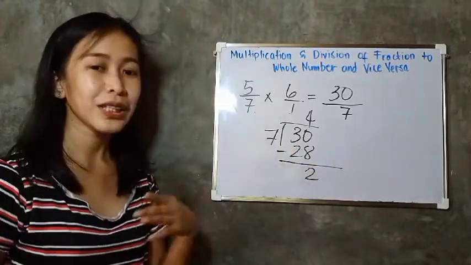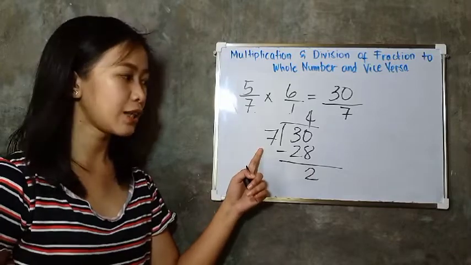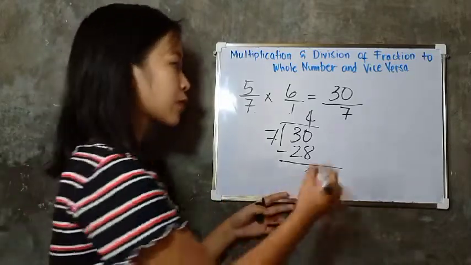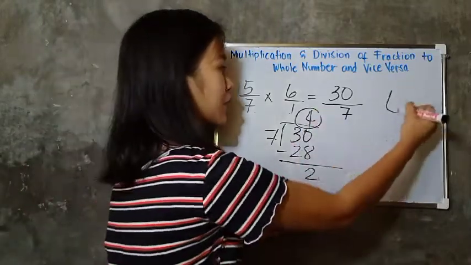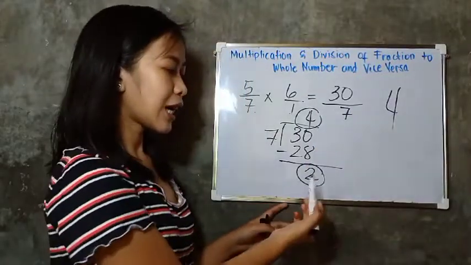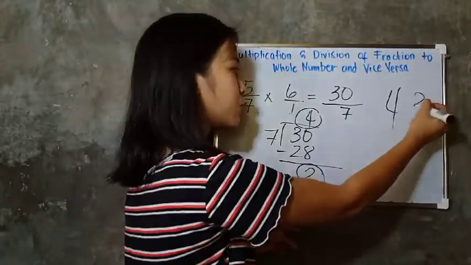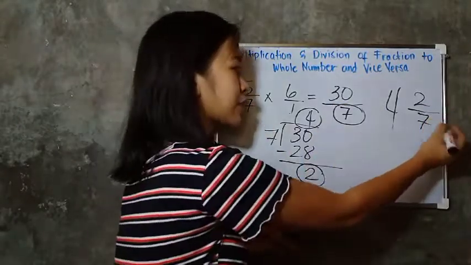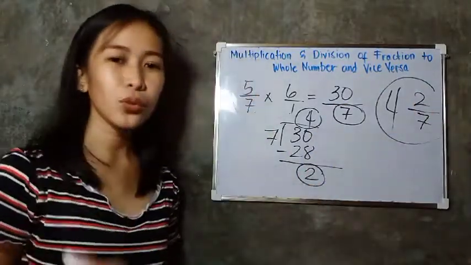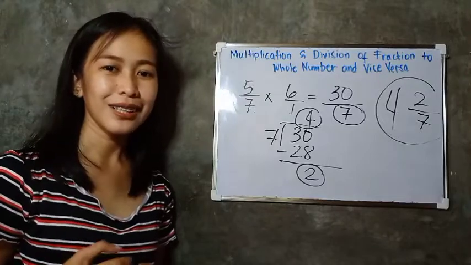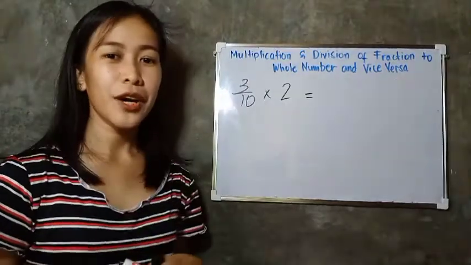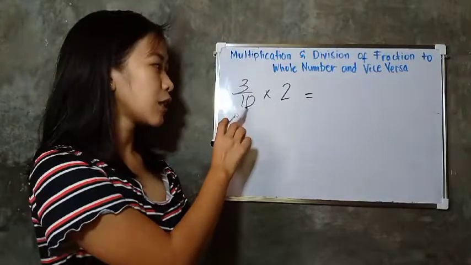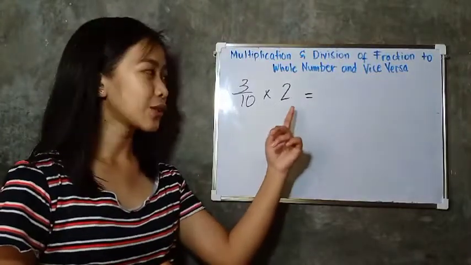So, hindi na natin kayang i-divide si 7 kay 2, right? So, itong ating pinaka-quotient, yan yung magiging whole number. And then, itong ating remainder, yan yung ating magiging numerator. Over copy lang ang denominator. And we have 4 and 2 over 7 as the final answer. So, for our third example, we have 3 over 10 times 2.